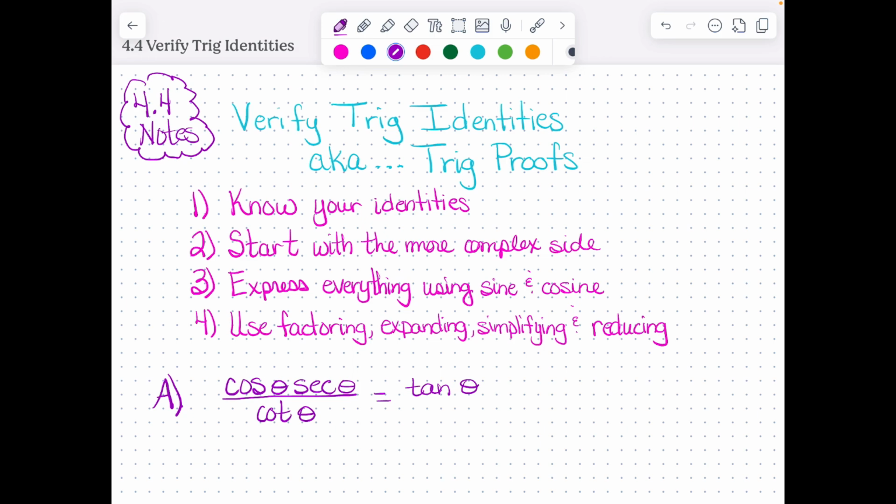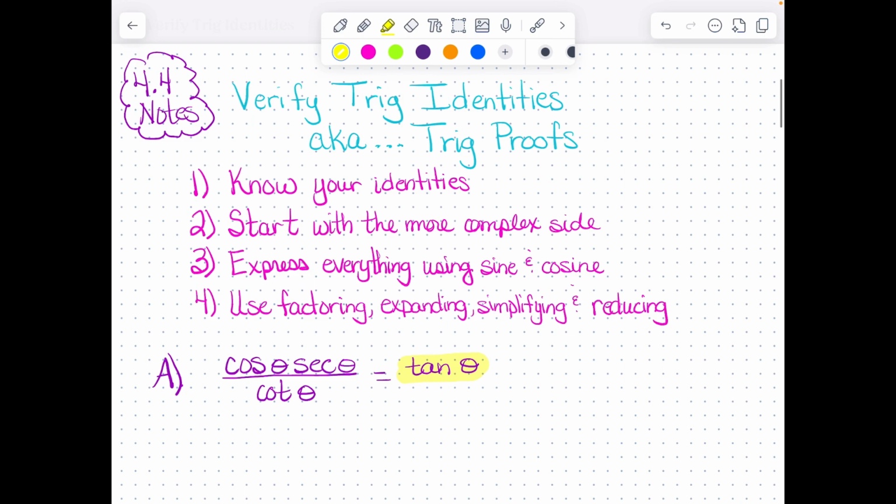So we're going to start with a sample, and notice it's an equal, so we've got one side equal to another side. We're going to pick the side that looks most complicated, and that's what we're going to manipulate and change around to see if we can make it match the other side. So I have a bunch of little terms on the left side, but not on the right, so I'm going to leave this part alone. My goal is to prove that this complicated side, the left side, is tangent of theta.